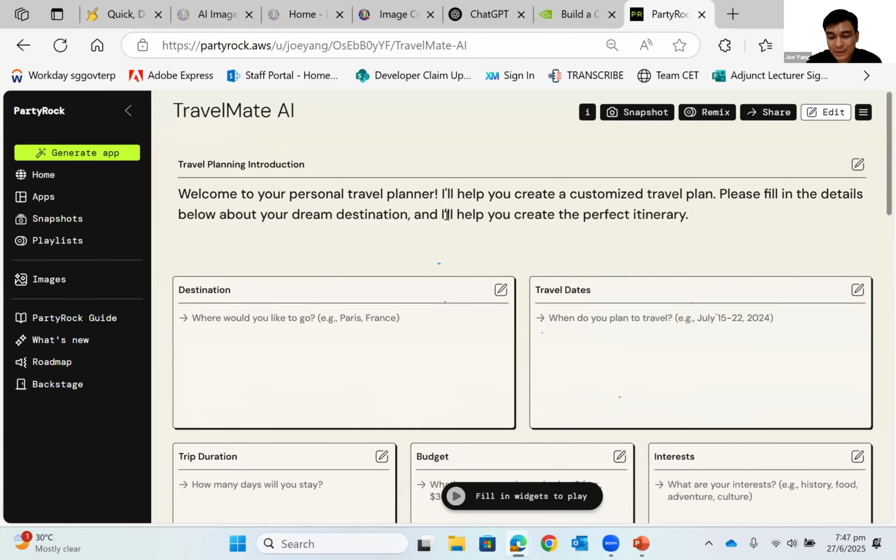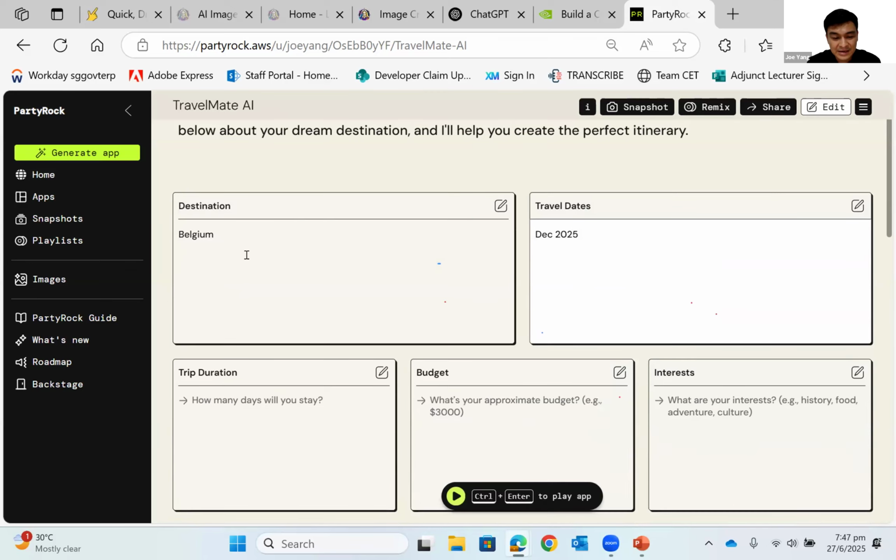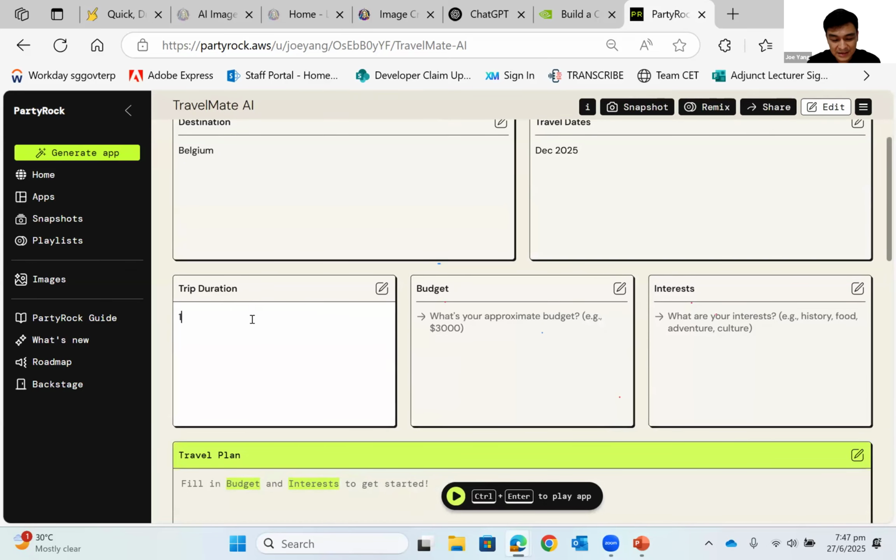For me, I just typed, I want a travel planner tool. So they ask, where would you like to go? I would like to go to maybe Belgium. Travel dates, put December. Trip duration, maybe one month. Budget, maybe 5,000 per pax. Interest, what do you want to do? Food and scenery.